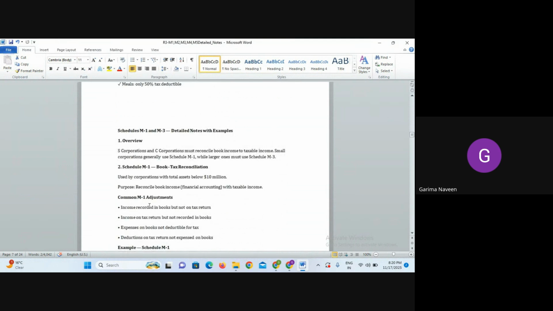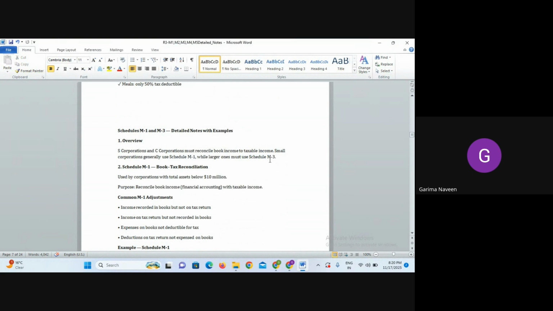Okay. So, what is the difference between Schedule M1 and Schedule M3? Both M1 and M3 show the reconciliation of your book to taxable income. But small companies generally use Schedule M1 while large ones have to file Schedule M3, because M3 is a detailed explanation of M1.